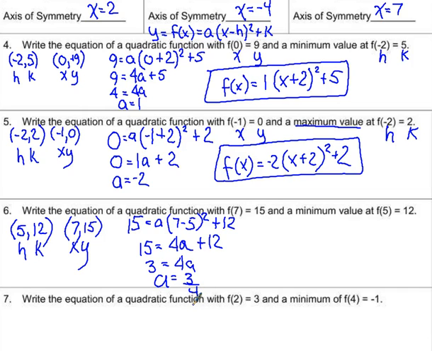Next thing to do is plug in all of our information into the formula, which is f of x is equal to a, which is 3 over 4, times x minus h, which is 5, quantity squared, plus k, plus 12.